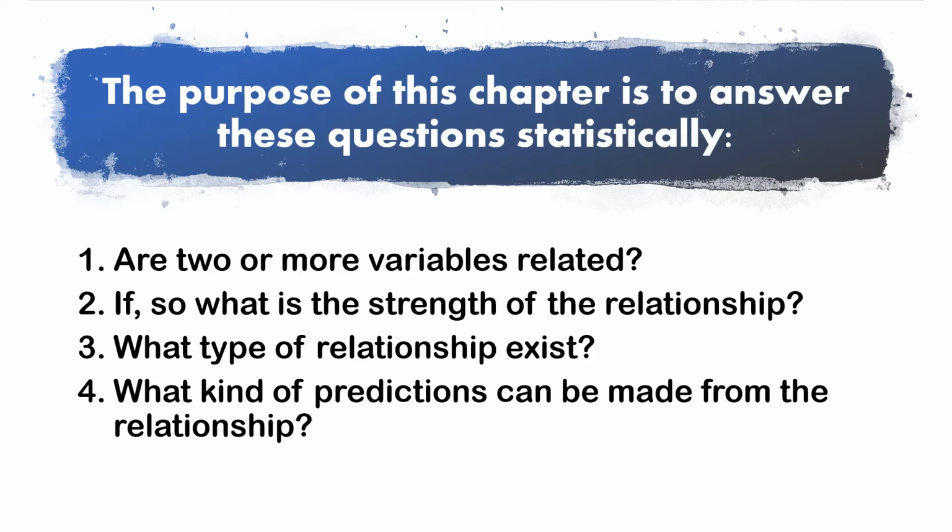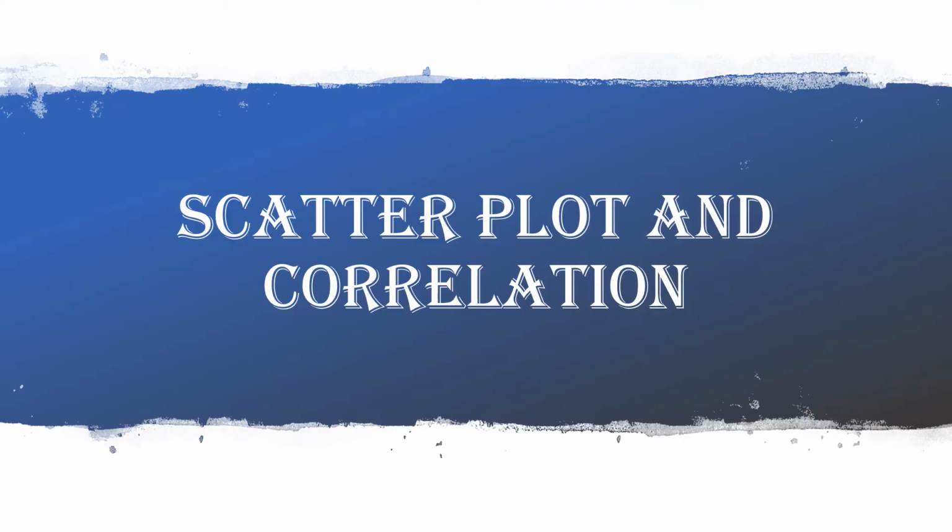1. Are two or more variables related? 2. If so, what is the strength of the relationship? 3. What type of relationship exists? 4. What kind of predictions can be made from the relationship? To answer the first two questions, if two or more variables are related and what is the strength of the relationship, we have a scatter plot and correlation.